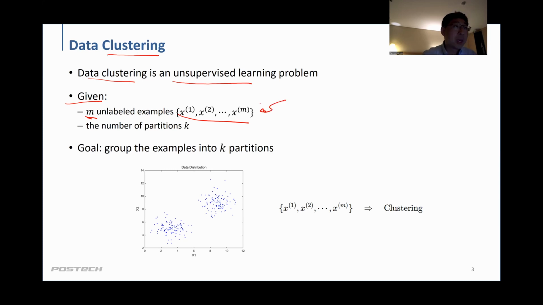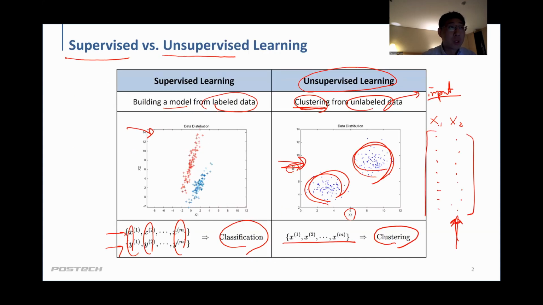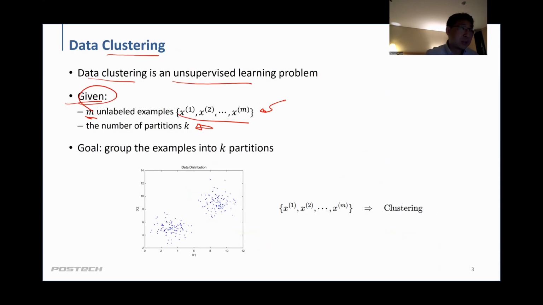Right, that's what. And the second condition, we have to know the number of partitions, like the number of groups or number of clusters. That's weird, right? Because in the previous slides I mentioned that there's no way we can know the number of partitions ahead. But here it says we have to know the number of partitions k.